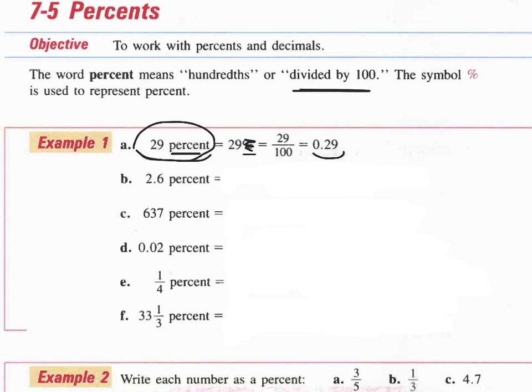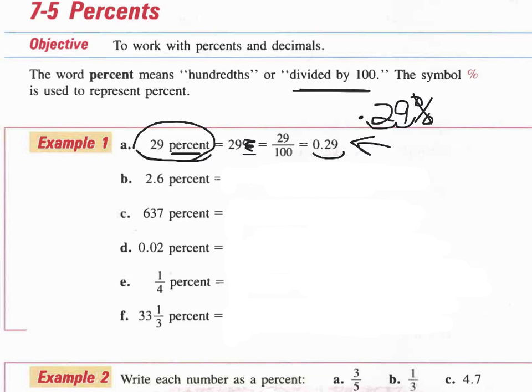Another way you can think of it is, if you have a number that's got a percent sign, to turn it to a decimal, dividing by 100 is the same thing as moving the decimal point 2 times to the left. So then that would give you the 0.29.